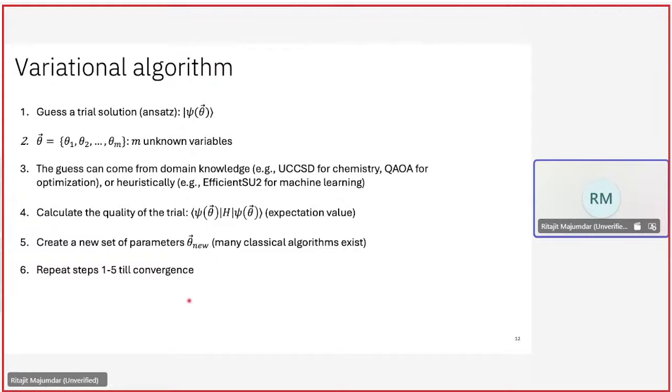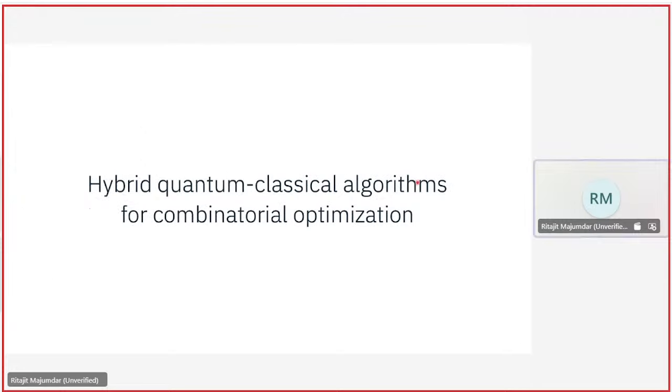So this is kind of how a variational algorithm works. And what we will look at today is, for optimization, this particular algorithm called QAOA. So let's dive into these hybrid quantum classical algorithms, but now specifically for combinatorial optimization.